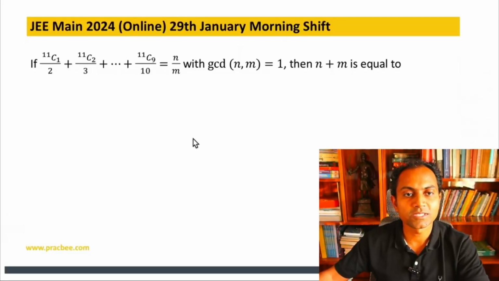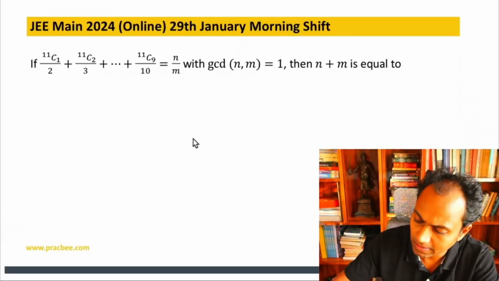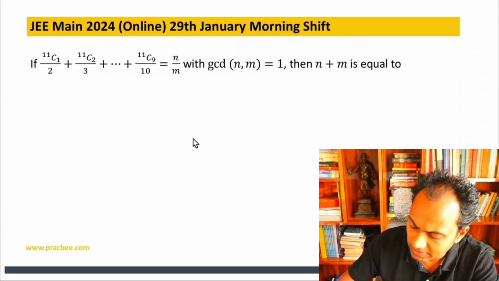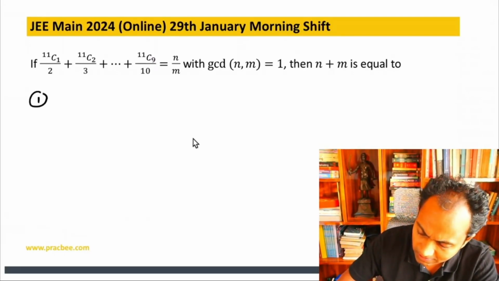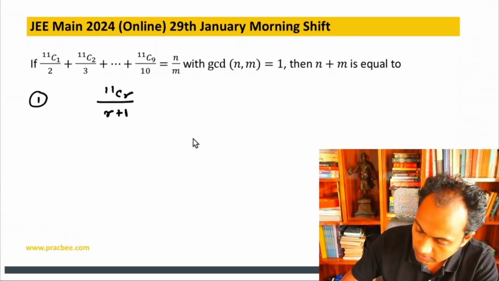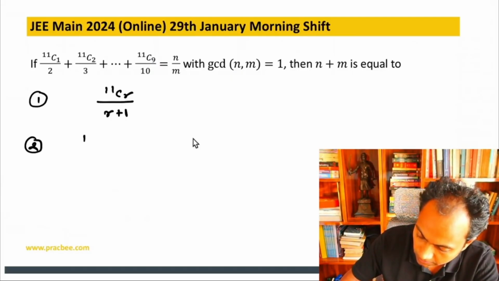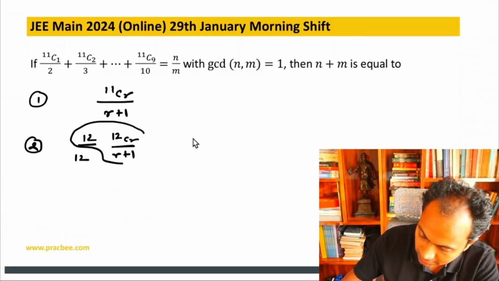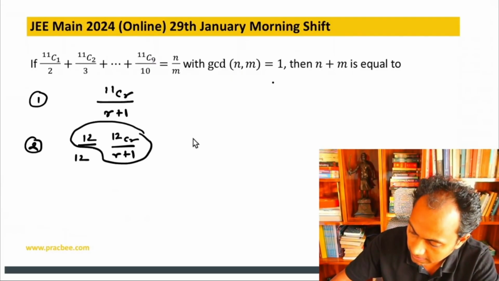Now if I look into this JEE Main 2024 question, it is a very simple question. The first step, write the general term. It is nothing but 11CR by R plus 1. Now in the second step, what we will do is multiply by 12 and divide by 12. The reason is that now the formula will get generated.